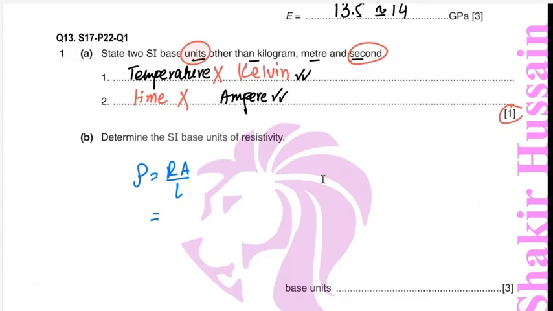Yes. And if we do that, resistance is equal to voltage upon current. So it will become voltage over current into area over length. Simplifying that, it will become voltage into area over current into length.